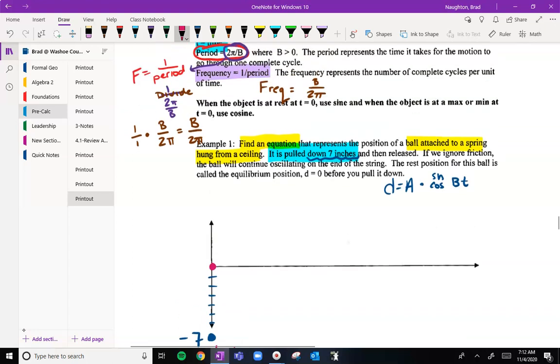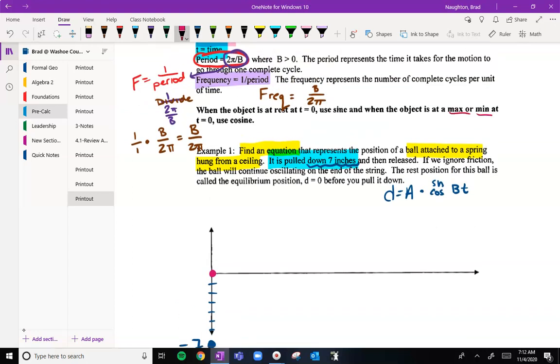And so when I pull it down, that means we're going to start at a max or a min. So in this particular example, I'm going to do cosine. And I've also found out what my A value is. Okay, so this is why we call it simple, because we're going to ignore stuff like friction, the weight of the ball, and some of these other things that are a little bit more complicated, gravity as such. Again, it's simple, then what's going to go down is that the standard position is called the equilibrium position when D is 0 before you pull it down.